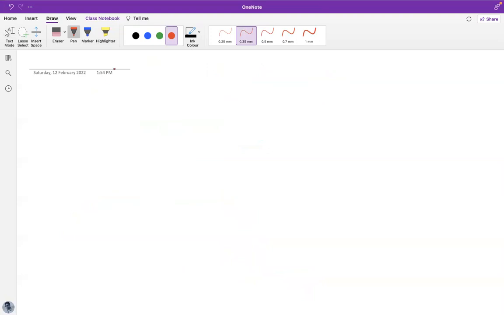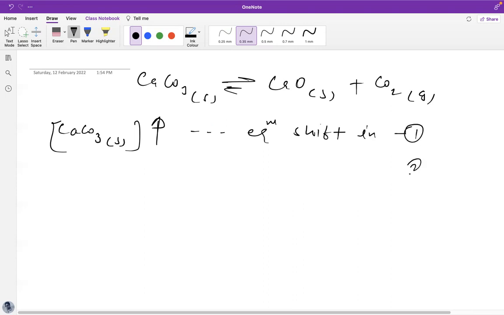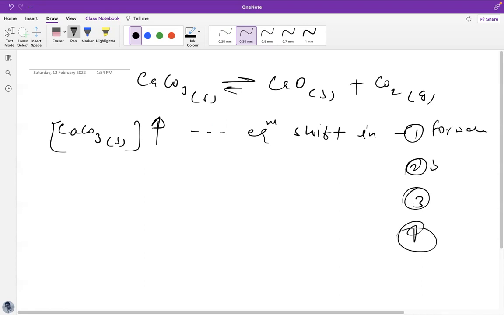Okay, we have a question for you. Suppose we have a reaction: CaCO3 solid gives CaO solid plus CO2 gas. My question is, if the CaCO3 solid concentration is going to increase, then in which direction will the equilibrium shift? Tell me, option 1, 2, 3, or 4: forward, backward, no change, and the fourth means none of these.